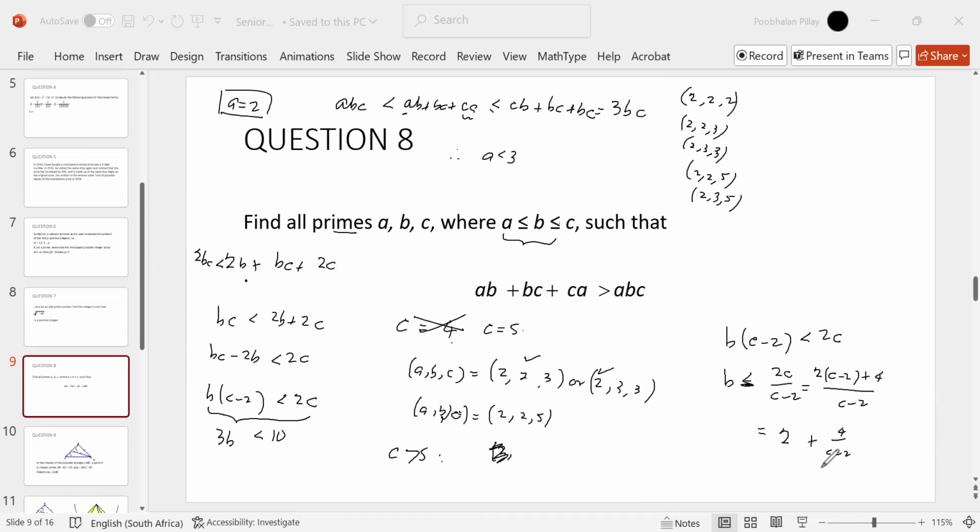Now C is greater than 5, you see. So if C is greater than 5, this becomes a fraction, right? So this is less than 3. This is less than 3. So the only B which is less than 3 is B equals 2. Right? So then you have 2, 2, and C. And it doesn't matter which C you have, any C greater than 5 is going to work.